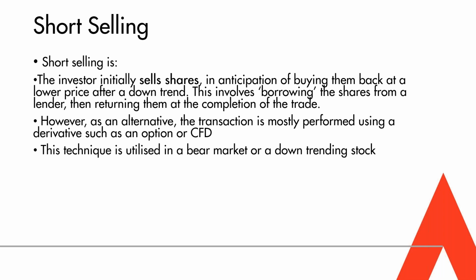So short selling is where the investor initially sells shares in anticipation of buying them back at a lower price after an overall downturn or downtrend in the stock. This involves borrowing the shares from a lender and then returning them at the completion of the trade. However, as an alternative to that approach, the transaction is mostly performed using derivative products such as a put option or a CFD. So this technique is usually done in bear markets or overall downtrending stocks.